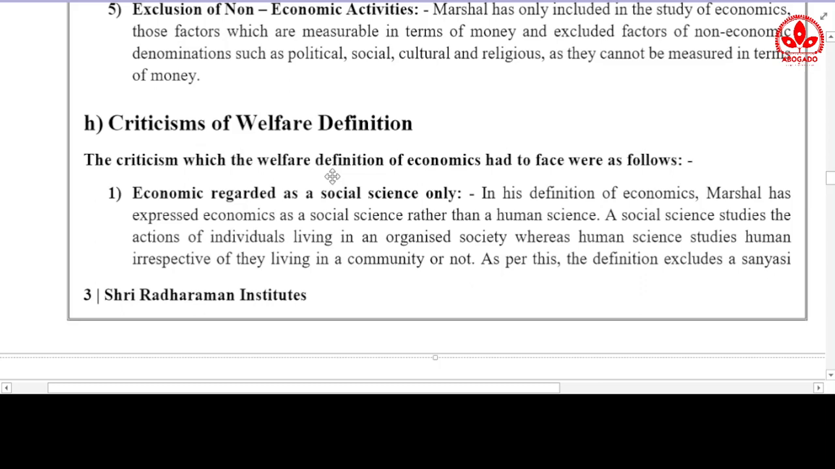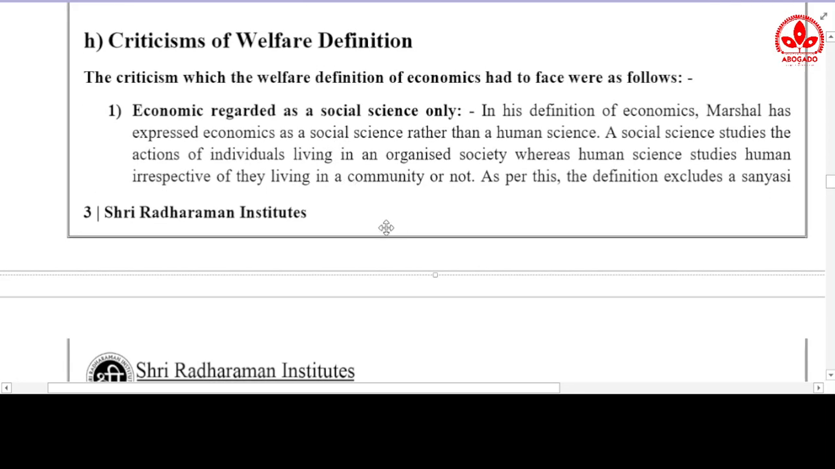Okay, now what were the criticisms of the welfare definition? This is also a very important thing, that we should know what the criticisms are. Like I said, in economics or in any social science, one social scientist comes and gives his definition, and then other people criticize that definition and introduce a new definition. After that, that definition is also criticized and a new definition is born. Then that is criticized, and a fresh new definition is born. So this continues forever. There were criticisms of the welfare definition also.